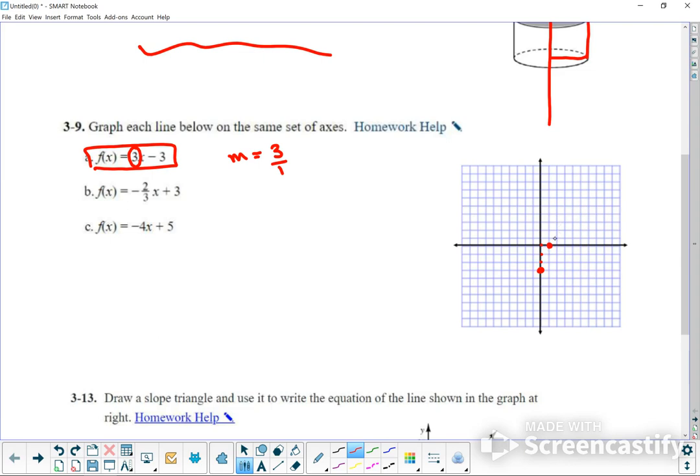So you can keep going with that, up 3 over 1, up 3 over 1, and just keep doing that until you get to the end of however far you want to graph. And same thing, you can go left 1 and then down 3, just the opposite. So this right here will be your graph.